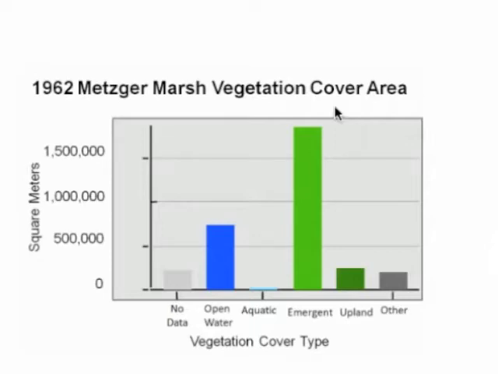Another interesting thing here is this title. This is a great example of adding information, but not necessarily giving any context. So it's not clear what you're supposed to do with this graph. If this title said something along the lines of emergent vegetation dominates in 1962, for example, it would be a lot easier to understand.